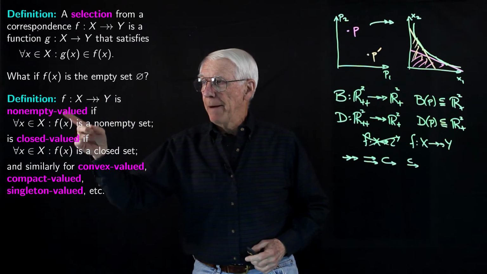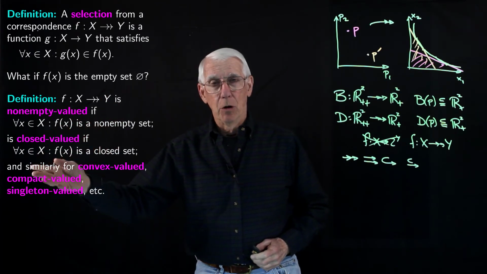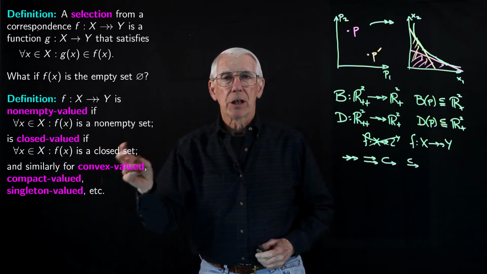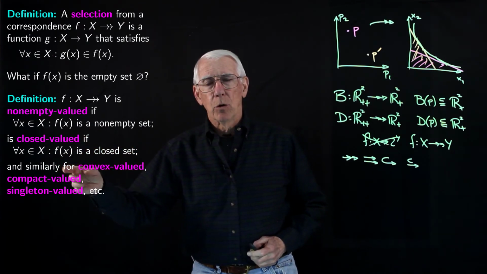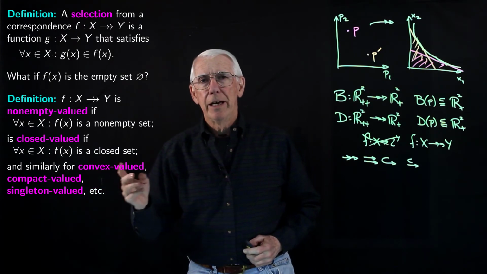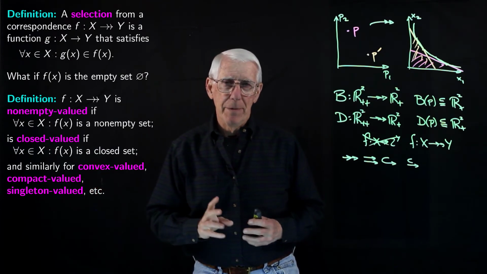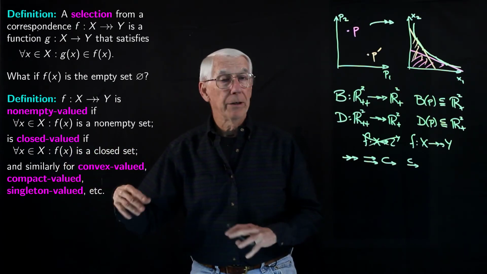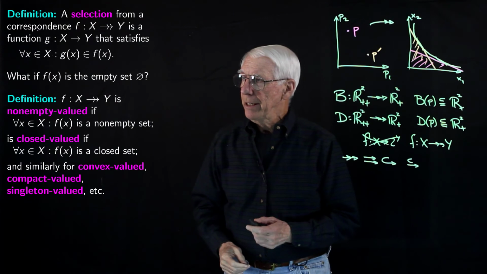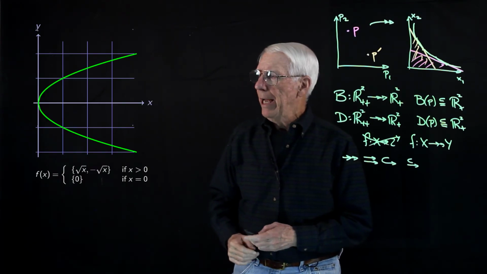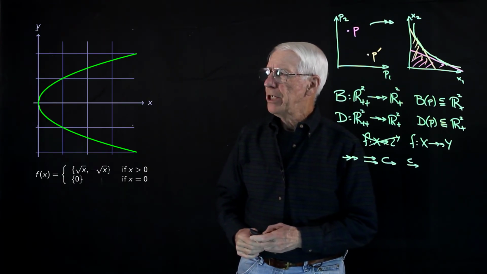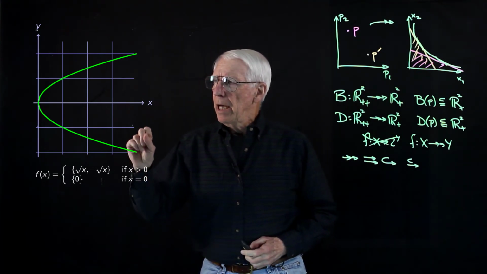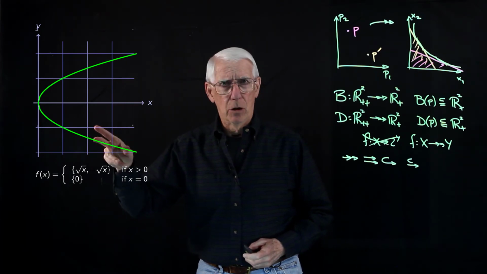So, for example, we say a correspondence is closed valued if, for every point in the domain, the image is a closed set. We say that the correspondence is convex valued if, for every point in the domain, the image set is a convex set, and the same for compact valued, singleton valued, and so on. And so, actually, let's go back for just a moment and look at each of the four examples that we just did and see which of them is convex valued, closed valued, and so on.